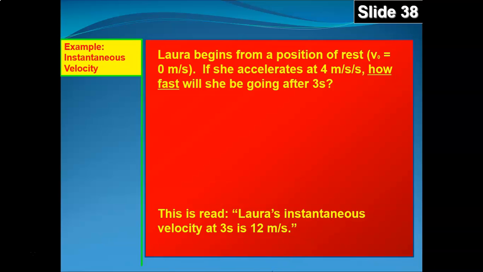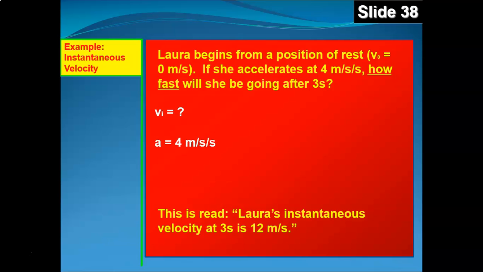So Laura begins from a position of rest. V0 equals 0 meters per second. That's a term used in physics problems sometimes. Position of rest means you're standing still. Doesn't mean you're sleeping or anything. You're just not moving. If she accelerates at 4 meters per second, how fast will she be going after 3 seconds? So the instantaneous velocity is question mark. That's what we're looking for.